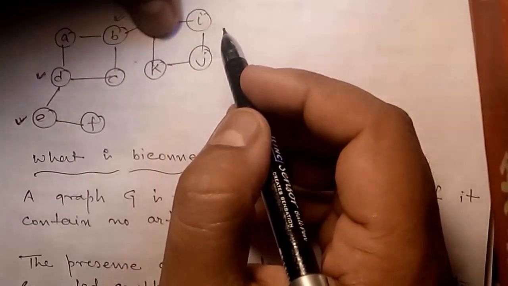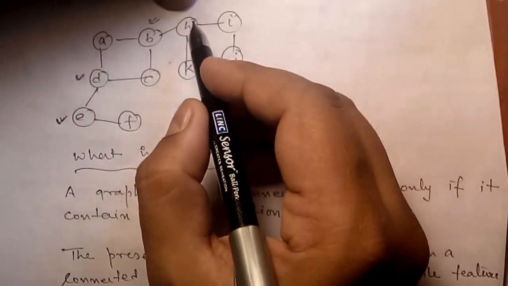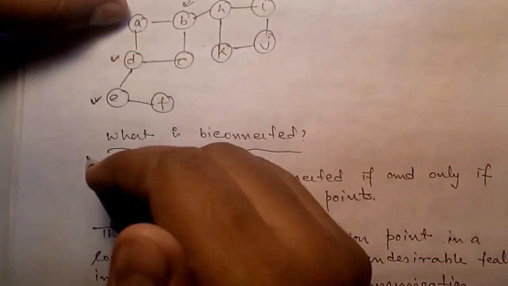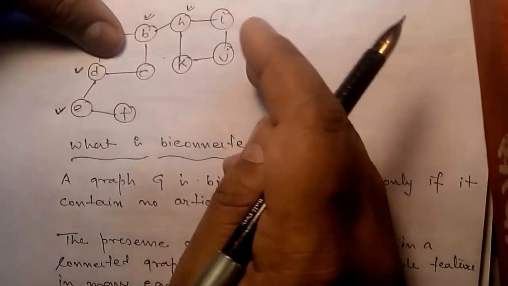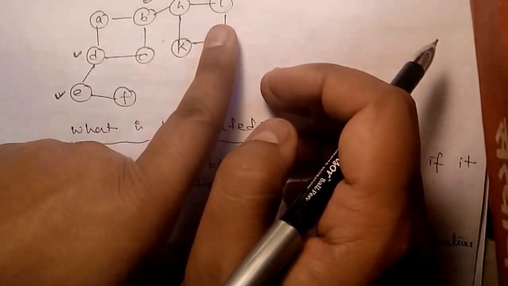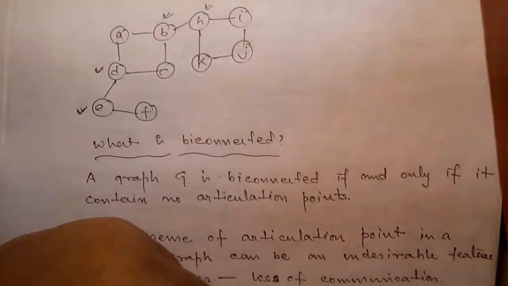Similarly, if you delete H, it will create two graphs, so H is an articulation point. But A is not an articulation point, because if you delete it, it is still a single graph. J is not an articulation point either. If you delete J, it is still a single graph.